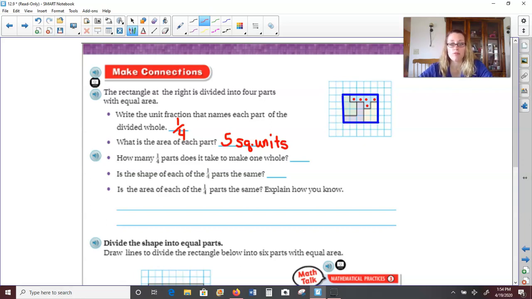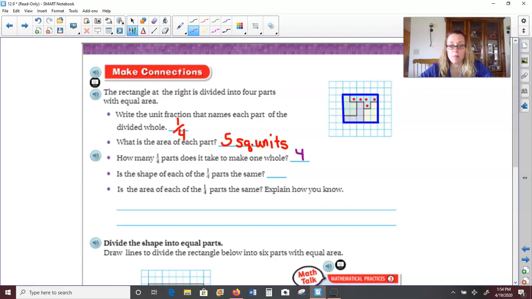How many 1/4 parts does it take to make the whole? Well, because the whole rectangle was split into 4 smaller shapes, it's going to take 4 total parts in order to make the whole rectangle complete. It's kind of like piecing puzzles together.